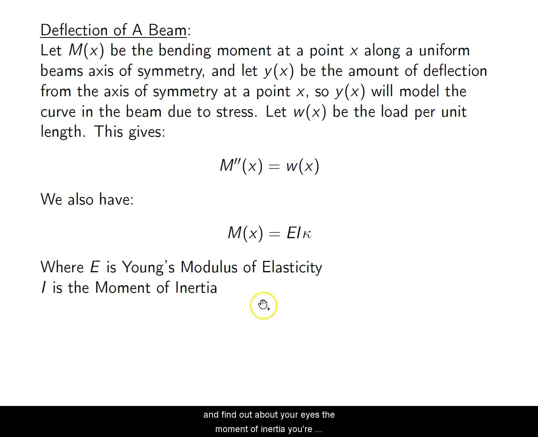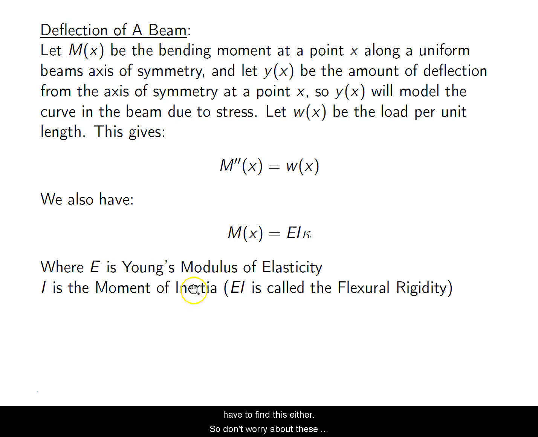I is the moment of inertia. You're not going to be asked to calculate this either, but you could. This is a very standard thing that you talk about in physics and in engineering, also in pre-calculus and calculus, right? But you won't have to find this either. So don't worry about these things. They're just going to pop up as fixed variables. Okay. So this EI value is called the flexural rigidity. Okay. It's basically how flexible is your material. Okay.